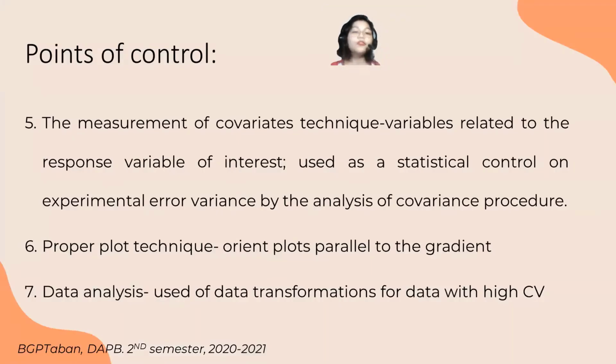And fifth one is the measurement of covariate techniques. So these are the variables related to the response variable of interest. This is actually used as a statistical control on experimental error variance by, of course, the analysis of covariance procedure. But you would be discussing this more in your lecture.